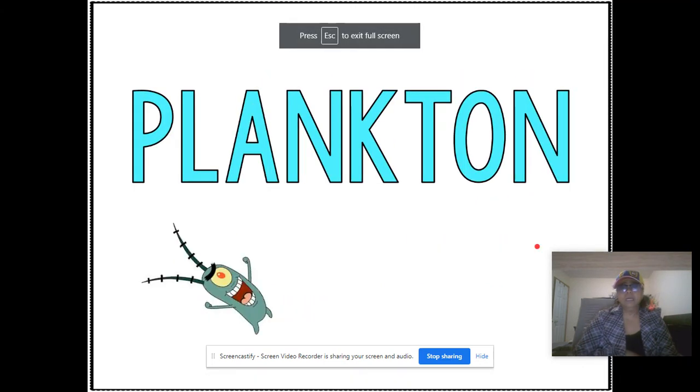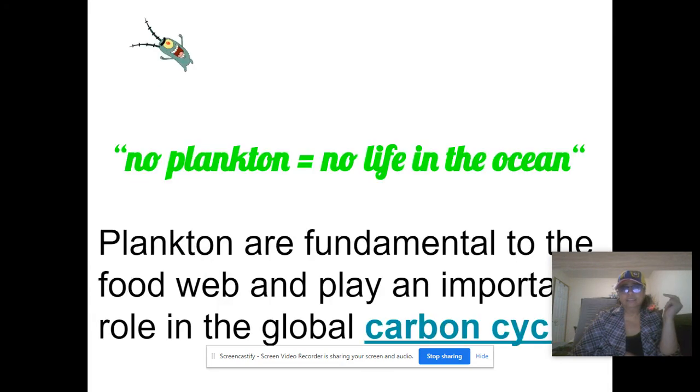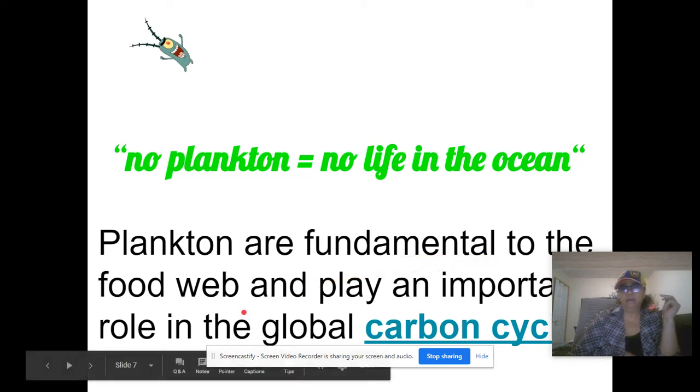Now, the plankton, okay, is one of the focus subjects in the assignment. So I just put this in. No plankton, no life in the ocean. Why? Because the plankton are fundamental to the food web and play an important role in the global carbon cycle.